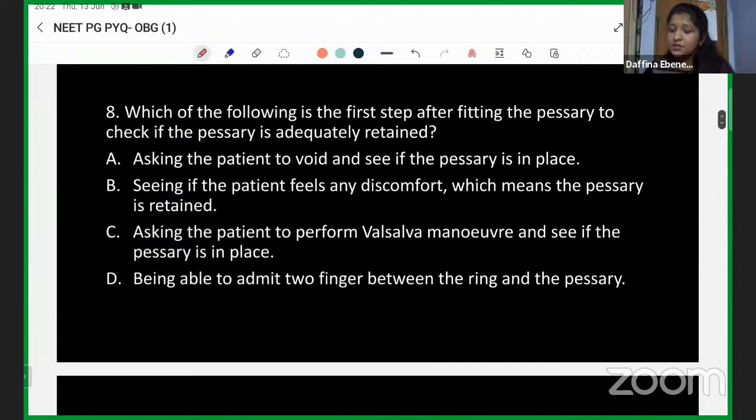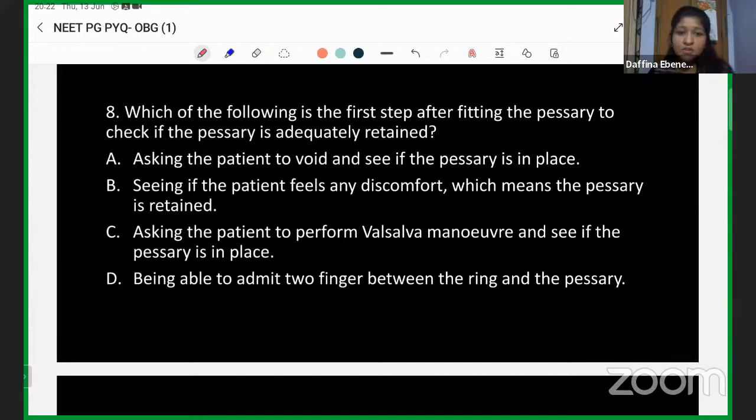Okay. So which of the following is the first step after fitting the pessary to check if the pessary is adequately retained? Okay, they are talking about the vaginal pessary that is used in pelvic organ prolapse. So one is asking the patient to void and to see if the pessary is in place. Second thing is to see if the patient feels any discomfort, which means the pessary is retained. Third thing is asking the patient to perform Valsalva maneuver and see if the pessary is in place. Last one will be being able to admit 2 fingers between the ring and the pessary.